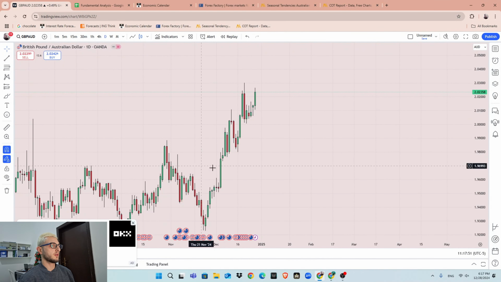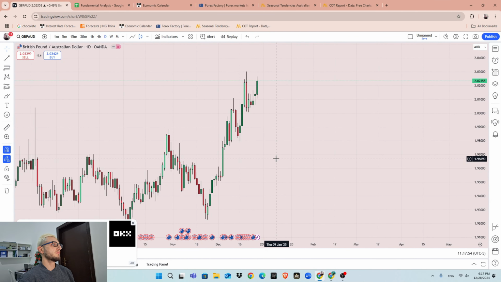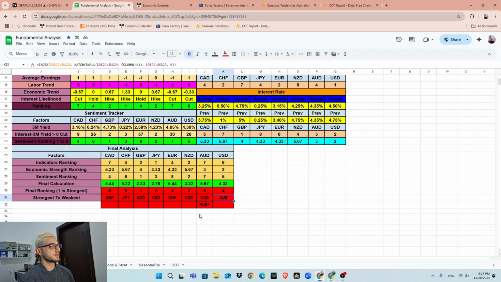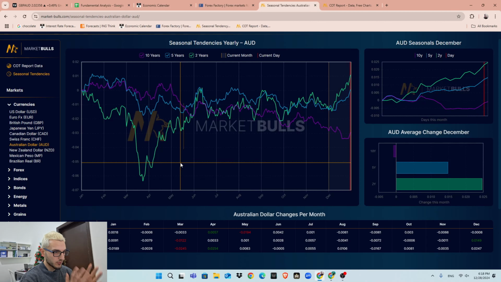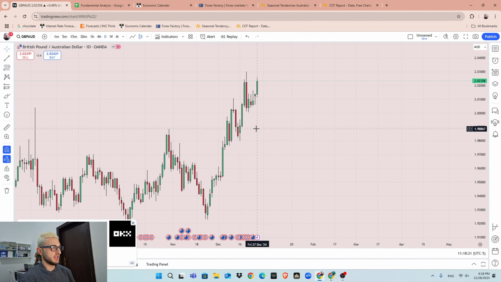Right here, from a technical perspective, pound Australian dollar is a buy signal. From the fundamental perspective, pound Australian dollar is a buy signal. Seasonality giving mixed signals, not very clear signals whether it will be bullish or bearish, but the overall probability is that the pound Australian dollar will appreciate.